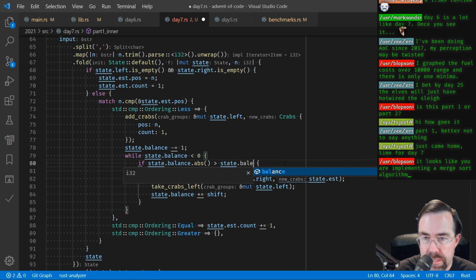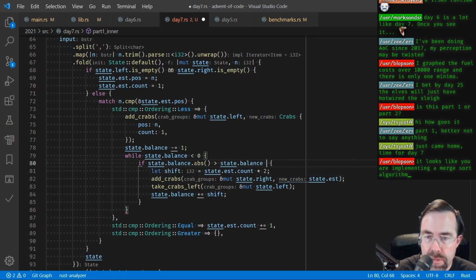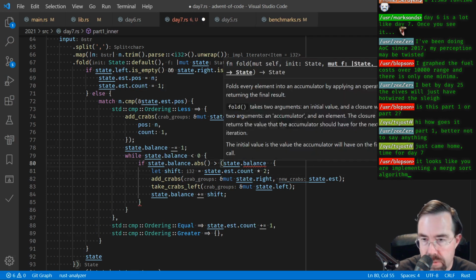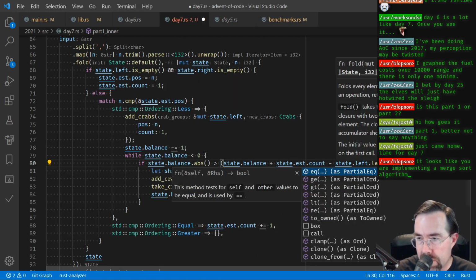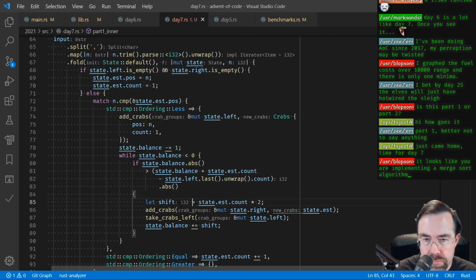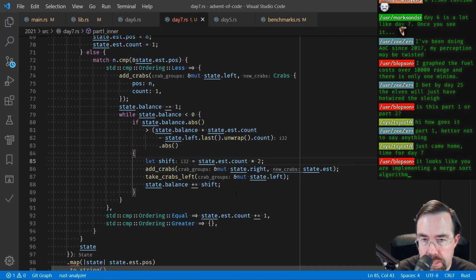So it would be state.balance, and no absolute value here either, right? Actually, yeah, they both have to be absolute value. The balance, but then add state est count and subtract state left last unwrap count. That looks so ugly.